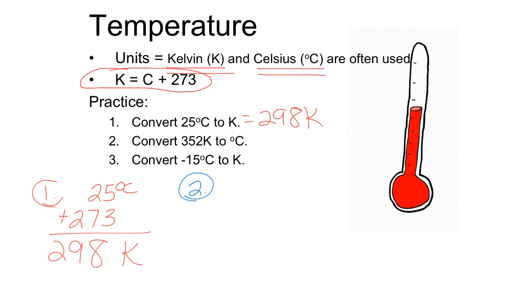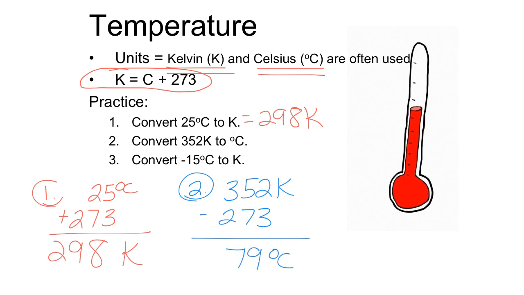All right, number 2, we have our Kelvin temperature. So we would subtract 273 to get the corresponding Celsius temperature. So 352 minus 273 would give us 79 degrees Celsius. Now notice for Kelvin, we don't use the little degree symbol and we do for Celsius. That's just a slight difference in notation.